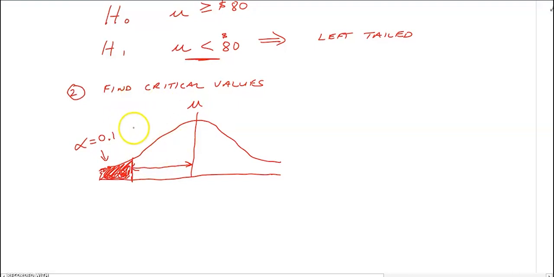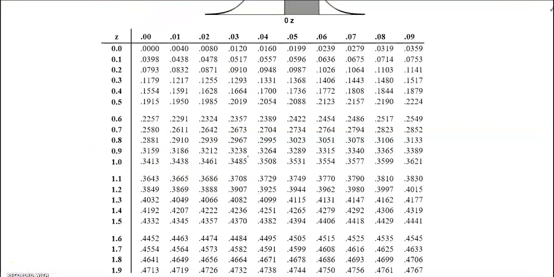Well, once again, what do we use? 0.5 minus the tail is 0.4000. I'll use the 4 decimal places because we're going to go to our Z table and find the Z value that's associated with 0.4000. So going to the Z table, 0.400 is between here and here.